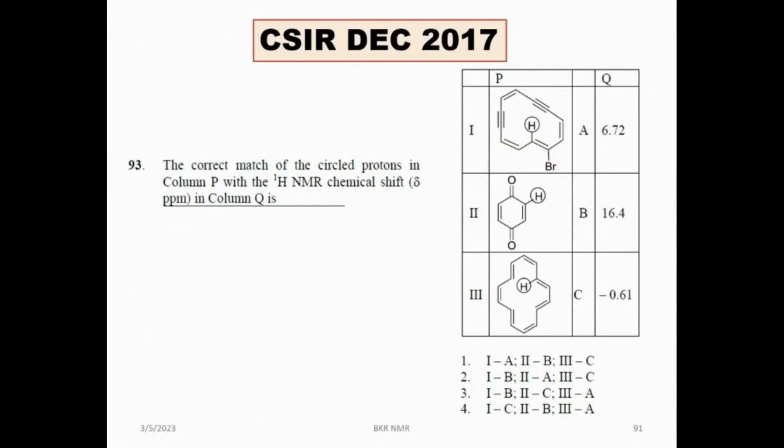Very simple. The circled hydrogens, we need to find the values. To find the circled hydrogen values, first you need to find whether the system is aromatic or anti-aromatic. For that you need to know the basic Huckel's rule. What are the Huckel's numbers? Which are the Huckel's aromatic numbers? 2, 6, 10, 14. Very good. 2, 6, 10, 14, 18.